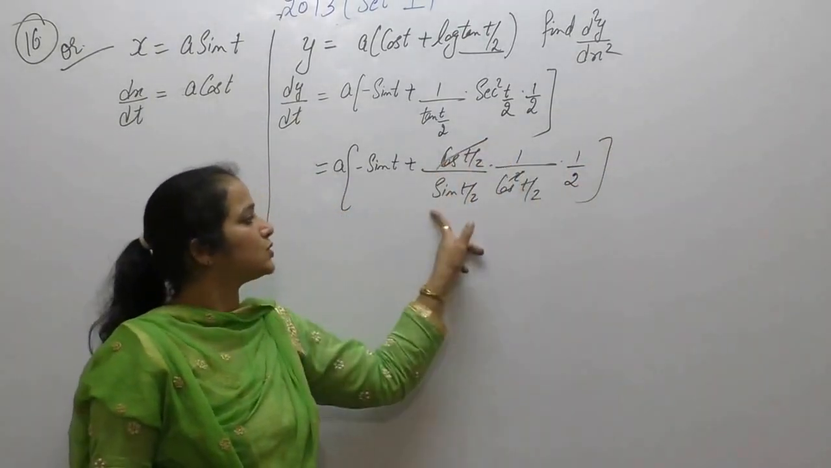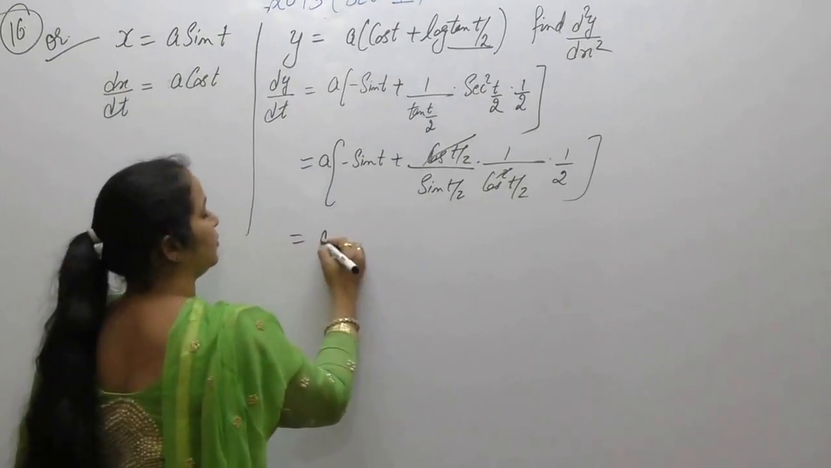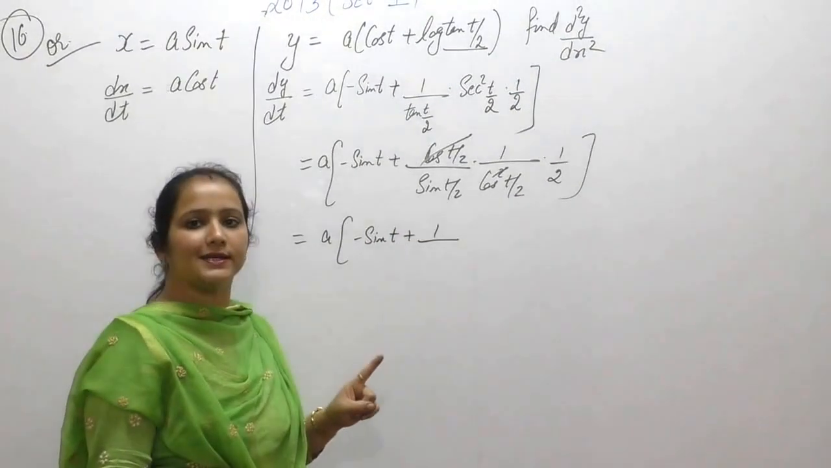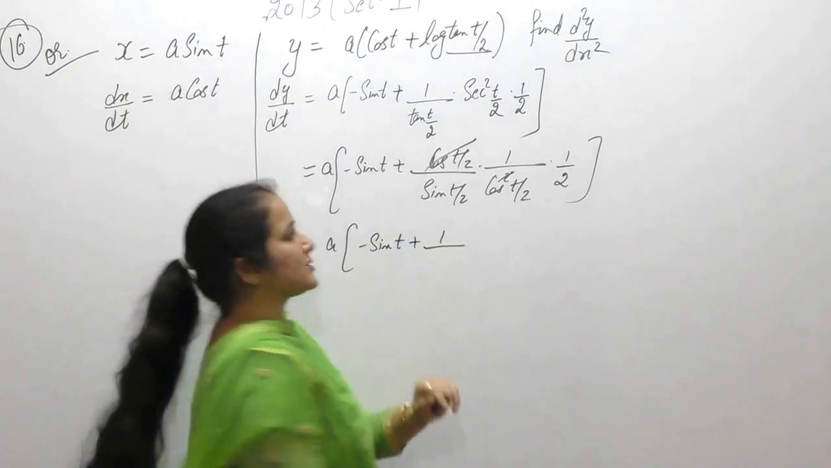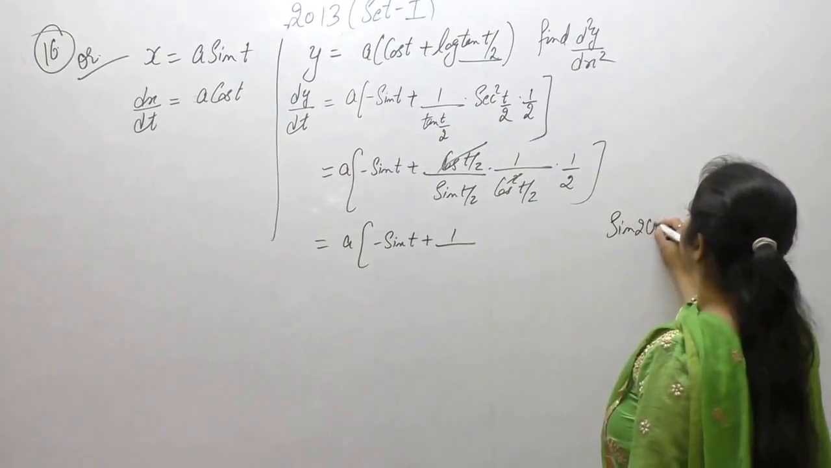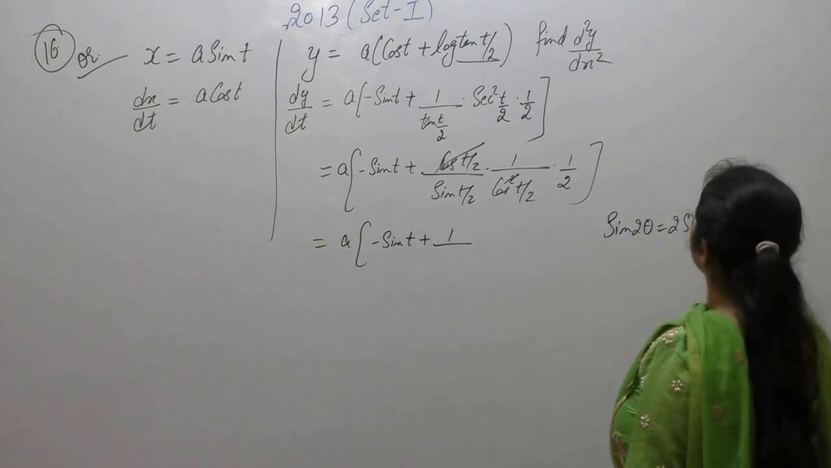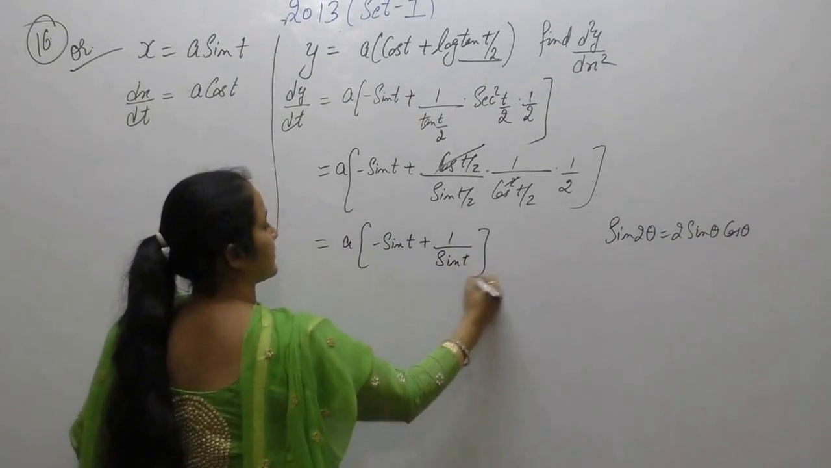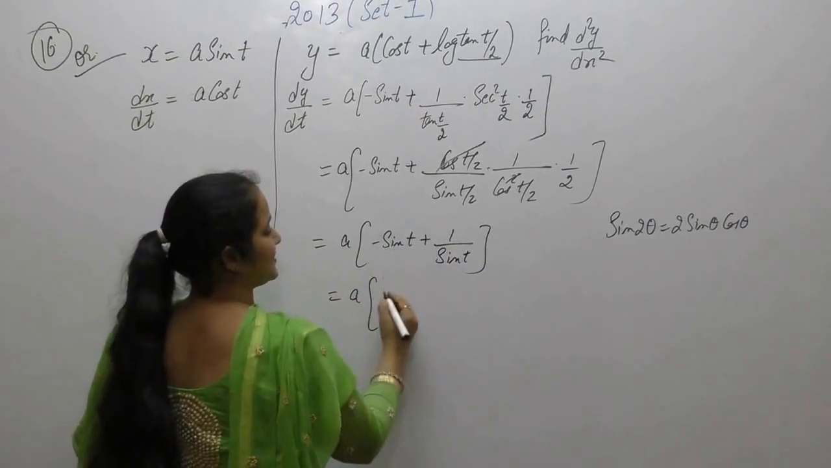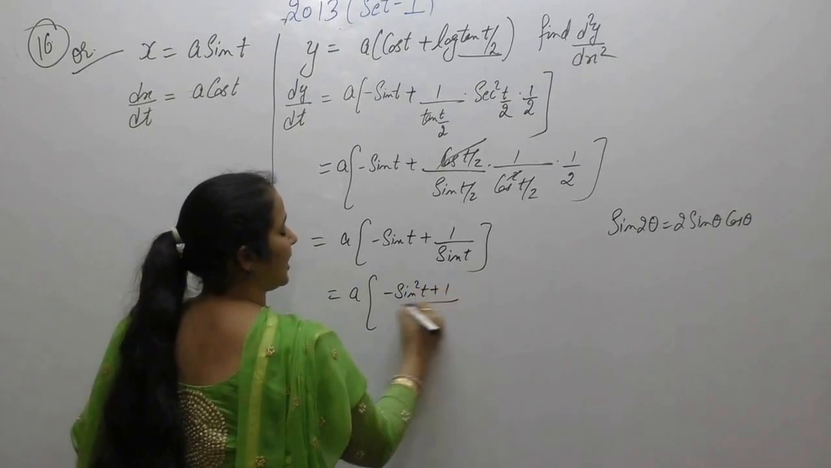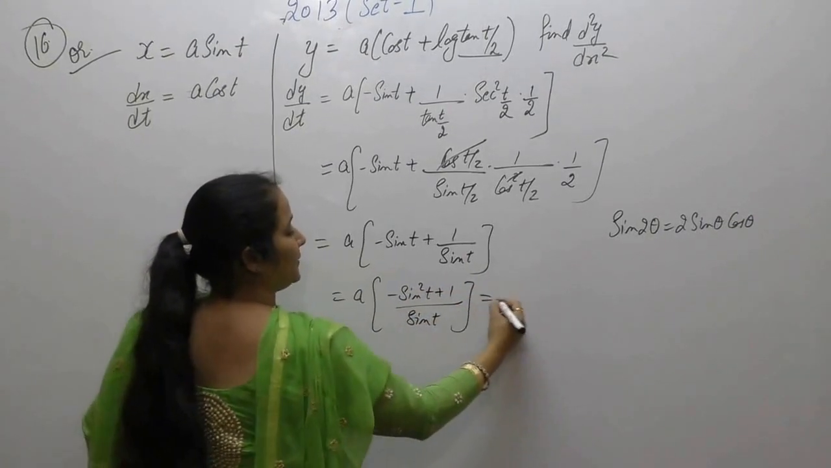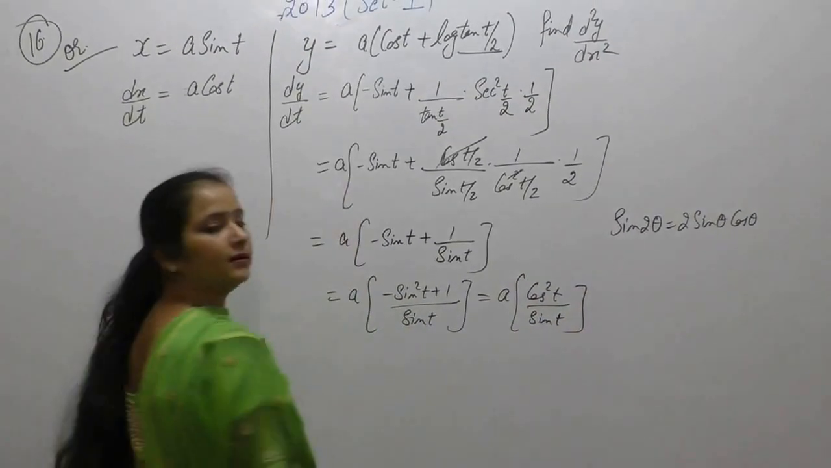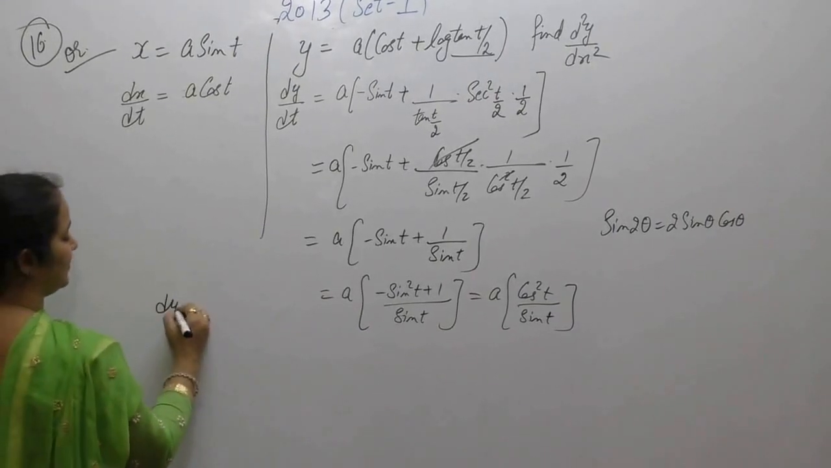Here we have left with 2 sin t by 2 cos t by 2. Sin 2 theta is 2 sin theta cos theta. Here the angle is half. So it will become sin t. We can write it as by taking LCM sin square t plus 1 upon sin t. 1 minus sin square is cos square upon sin t. Now this is dy upon dt.